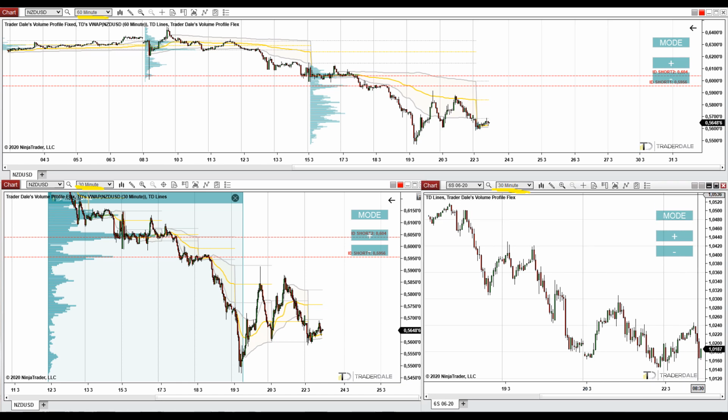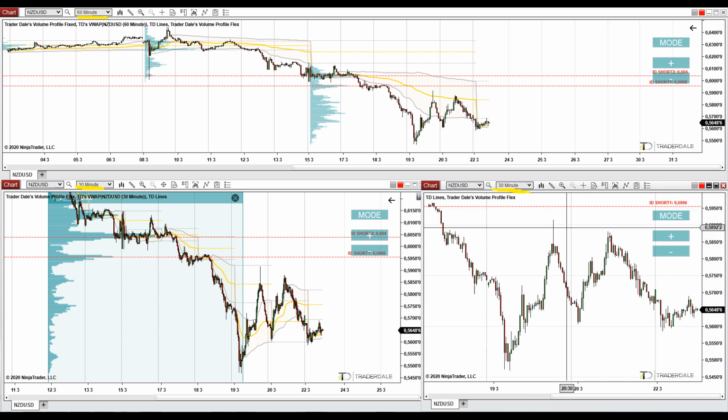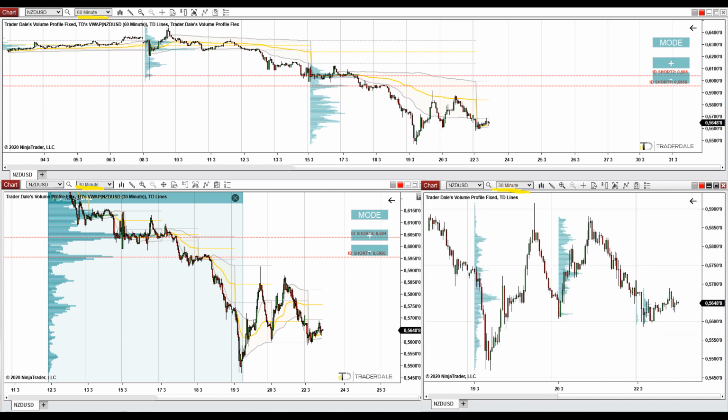Now I see that I forgot to synchronize those charts, so I'll just link them so they all show the same trading instrument. Alright, so now all the charts show the New Zealand dollar, US dollar. So let's have a look at the current development. As you can see, strong downtrend. And when there is a downtrend like that, I'm looking for significant volume clusters to participate in a downtrend.